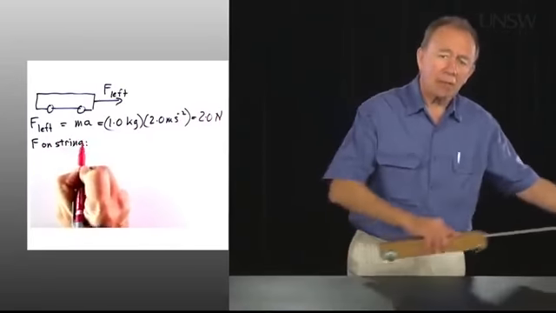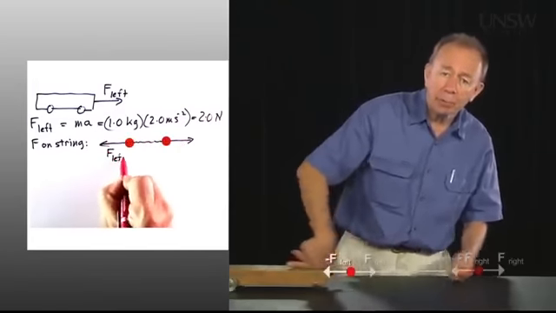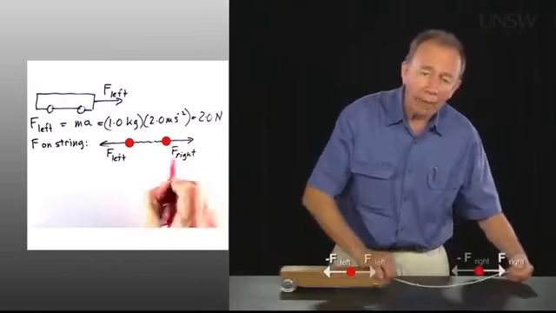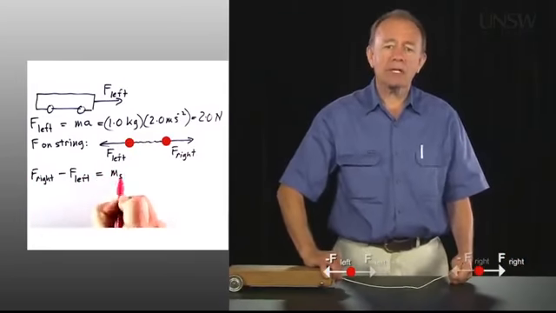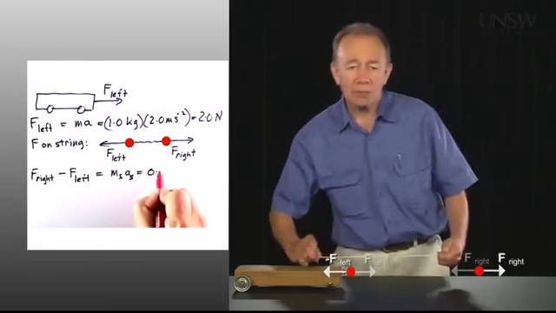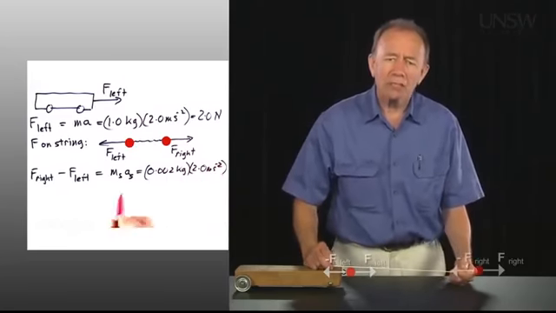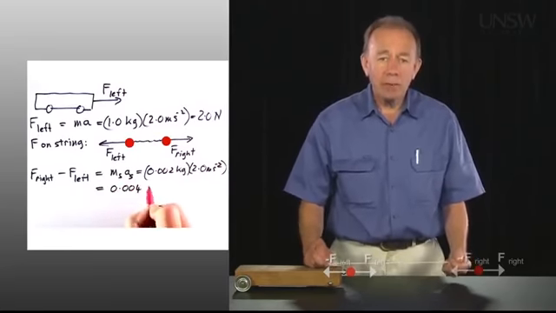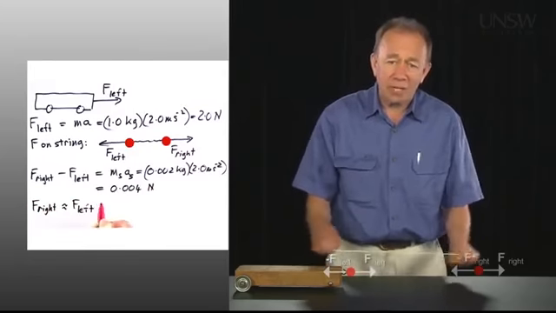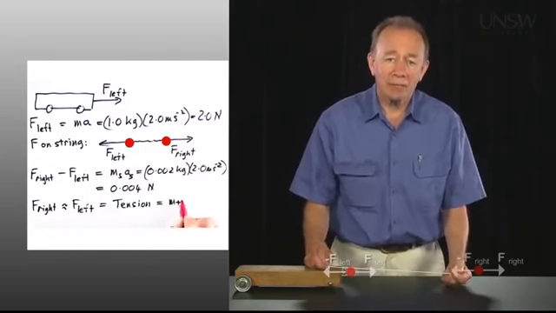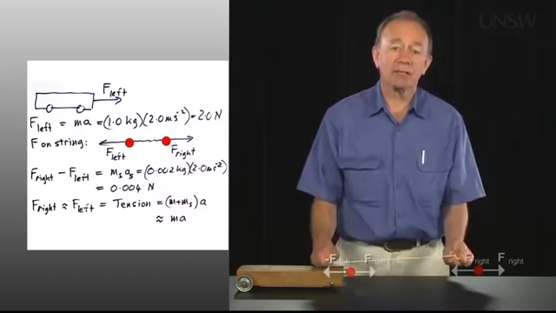What about the string? It's also accelerating at a, but 2 forces act on it. F left pulls it to the left, and F right pulls it to the right. So, Newton's second law allows us to calculate the difference between the forces at the left and right end. Because the string is light, this is only 0.004 newtons. So, F left equals F right to a very good approximation. And I'll call both of these forces the tension in the string.